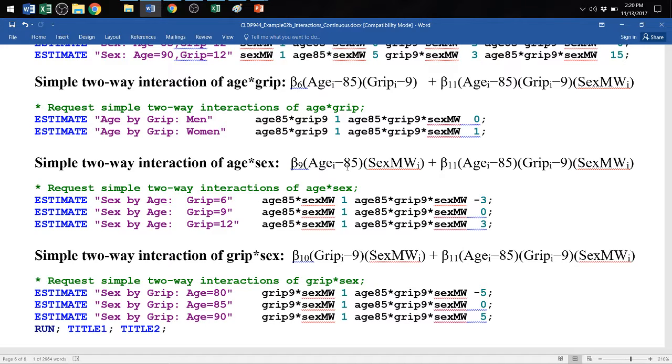So first one, age by grip. I pull out all of the terms from the model that have both of those put together. So no terms that only have one or the other. The unit that I'm trying to ask for slopes for is the interaction. So I would indeed call this a simple interaction, or a conditional interaction if you prefer. So I'm asking here, what is the interaction for men and what is it for women? If I want to know what it is for men, I fill in a 0 for gender. If I want to know what it is for women, I fill in a 1.